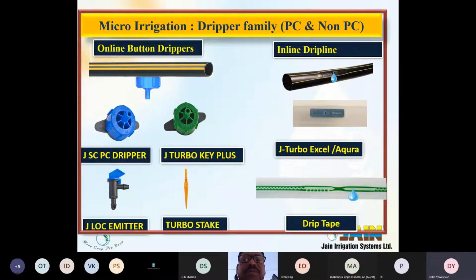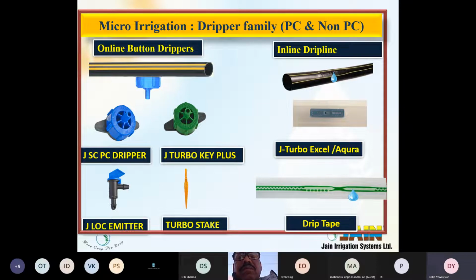There are two types of dripper: online dripper and inline dripper. Online dripper is also called a button dripper. These drippers have to be fixed near the plant on the polytube. Polytube is a small tube of 12 millimeter or 16 millimeter diameter. You have to make a small hole and then fix the dripper near the plant. There are different kinds of drippers.